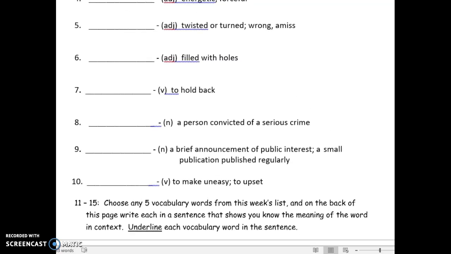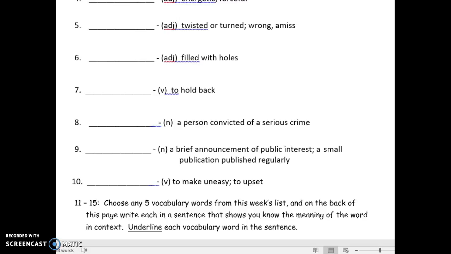Number 5 is an adjective. It means twisted or turned, or it can also mean wrong, something's wrong or amiss. Number 6 is an adjective. It means filled with holes. Number 7 is a verb. It means to hold back. Number 8 is a noun, a person convicted of a serious crime.